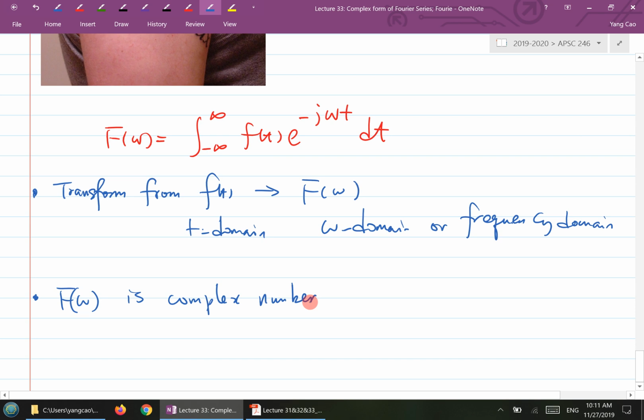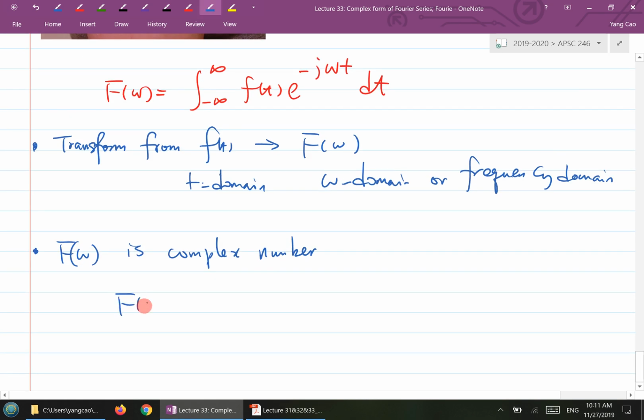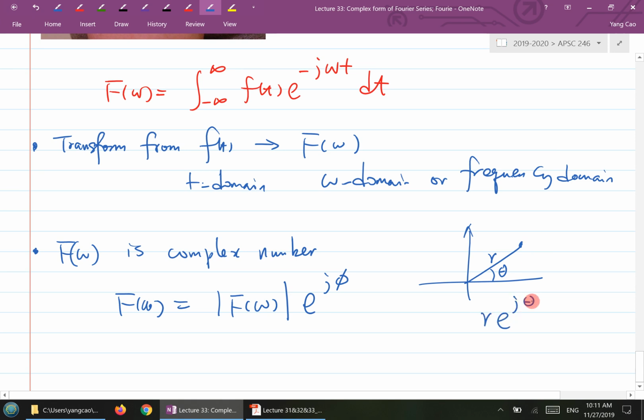As long as it's a complex number, then you can always write this complex number through its magnitude and its phase angle. This is basically Euler's formula. Whenever you have a complex number, you have a magnitude, you have an angle theta or phi. So you can always write it as r times e to the j theta. That's a complex number.